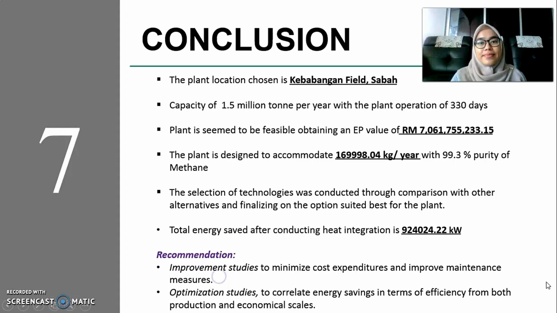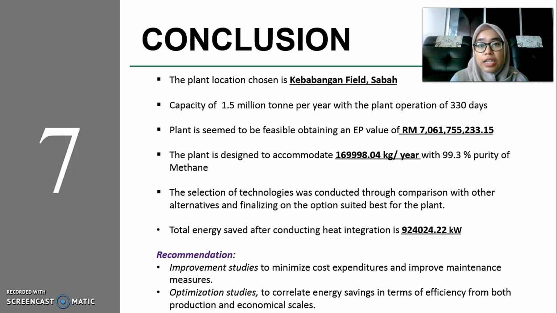Thank you. Okay, for the conclusion part, I would like to conclude that our plant location chosen is at Kebabangan field in Sabah. This is because this location is able to accommodate the capacity of 1.5 million ton per year with the plant operation of 330 days. Our FLNG plant seems to be feasible because we obtained the EP value of 7 billion ringgit. Our plant is designed to accommodate 170,000 kg per year of global market demand with the purity of methane around 99.3%.